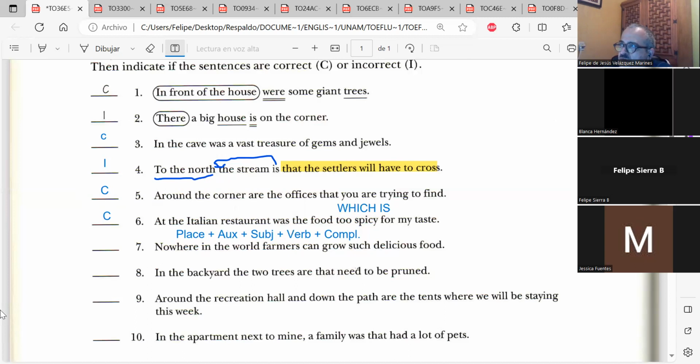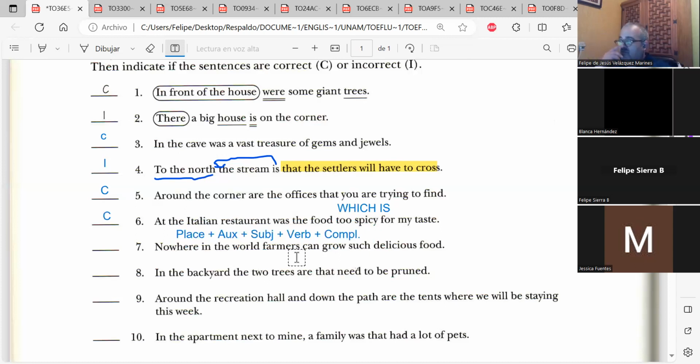Okay, so it's incorrect. Nowhere in the world. The place is nowhere in the world. What is the auxiliary? Can. What is the subject? Delicious food? No, that is the object. Sorry, it's farmers. Nowhere in the world can farmers.